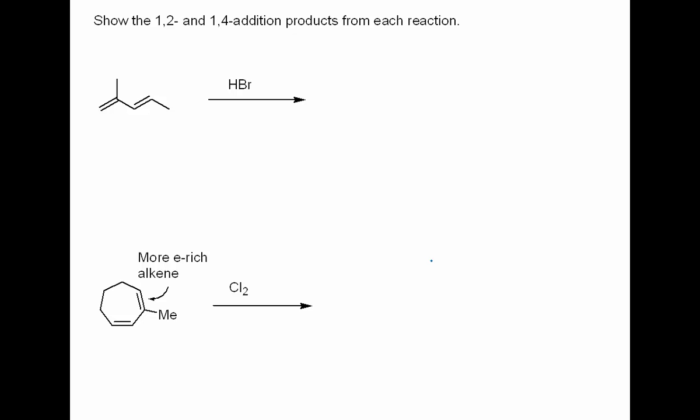Okay. All right, so let's do a problem here. Again, pause it, do it, and then look at the answers. Restart it and look at the answers. We're going to show the 1,2 and 1,4 addition products from each reaction. The top reaction is kind of messy. There are an awful lot of products here. The bottom, because chlorine is a symmetrical reagent, it allowed chlorine and chlorine. It's a little cleaner.